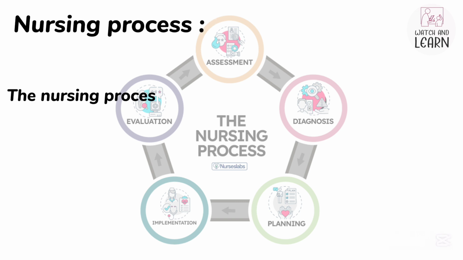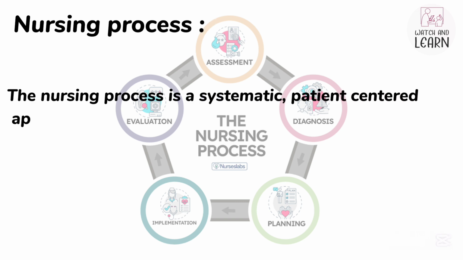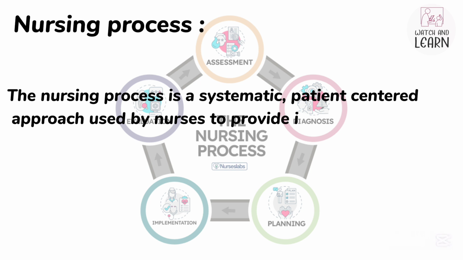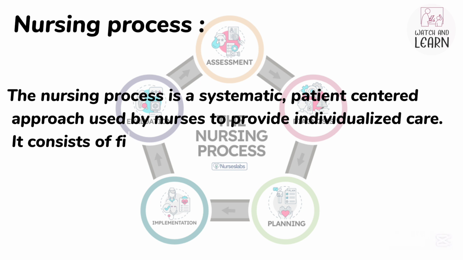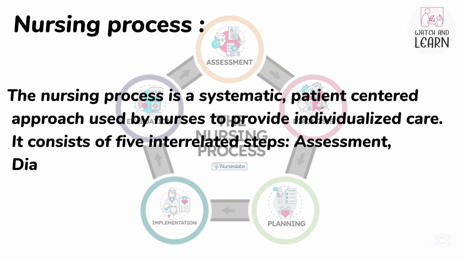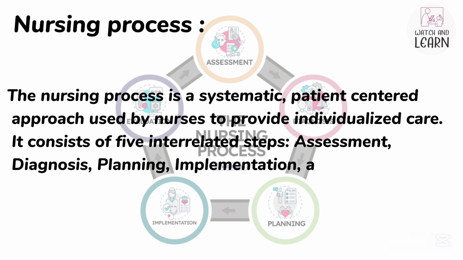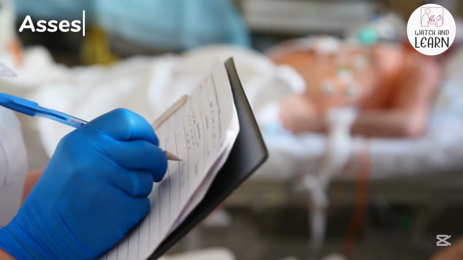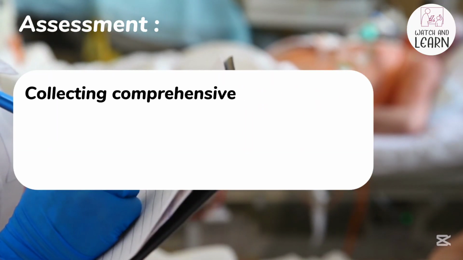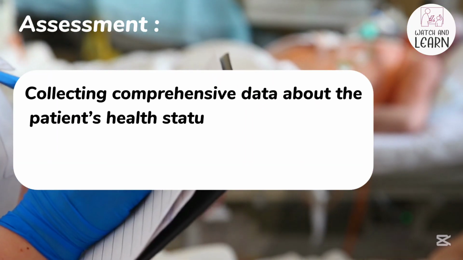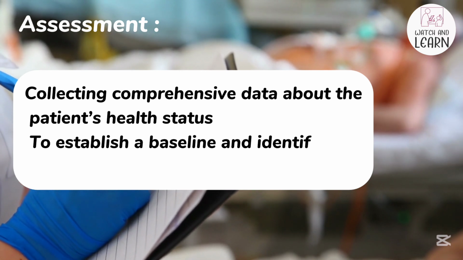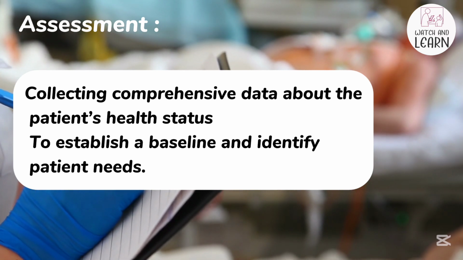The nursing process is a systematic, patient-centered approach used by nurses to provide individualized care. It consists of 5 interrelated steps: assessment, diagnosis, planning, implementation, and evaluation. Assessment: collecting comprehensive data about the patient's health status to establish a baseline and identify patient needs.